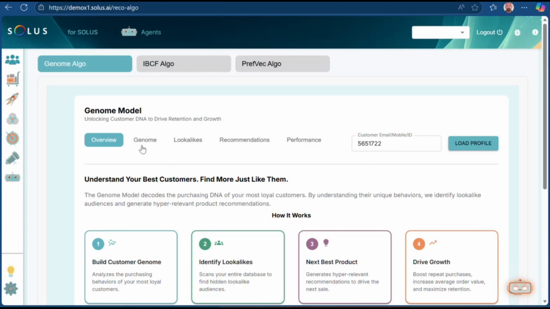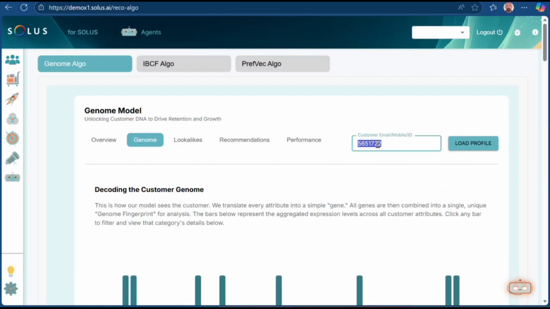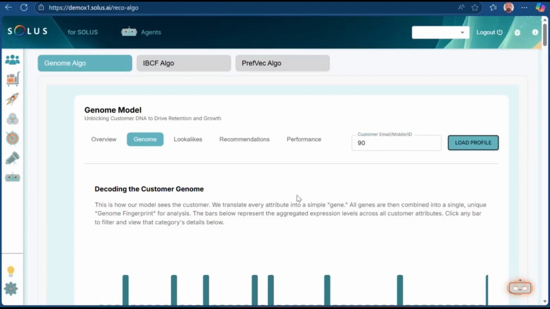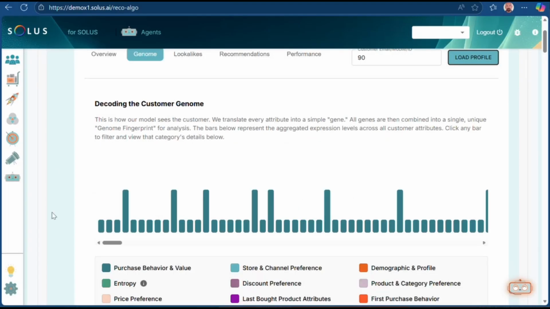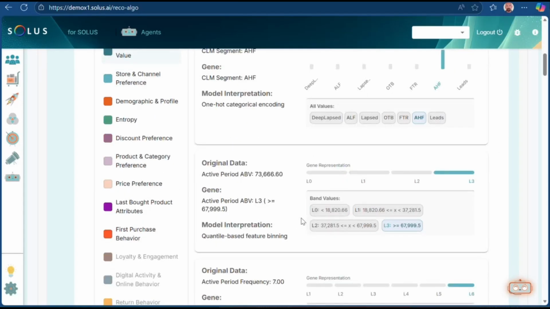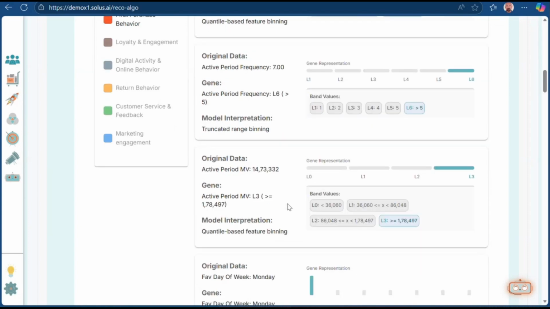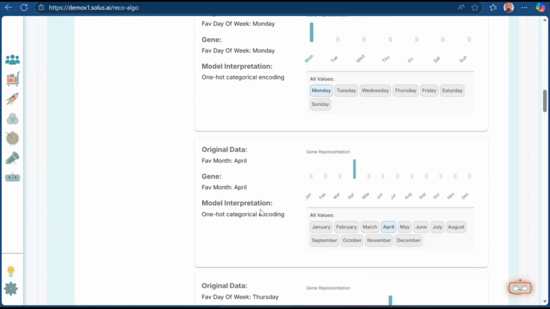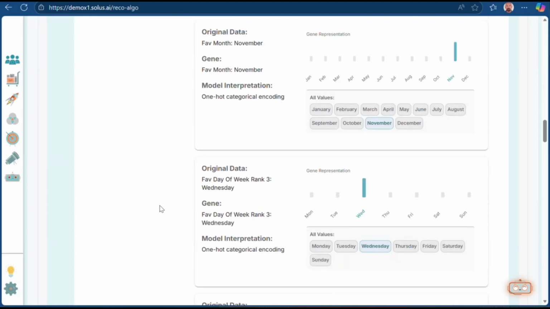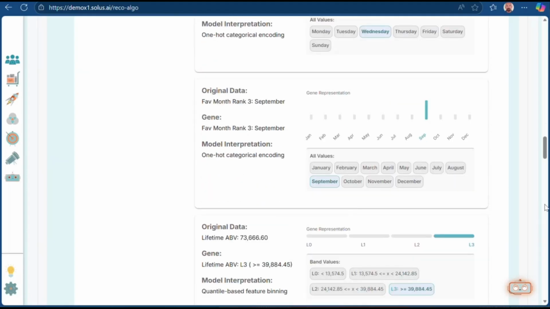You want to build a model that says, hey, customers like you also did this. What's a good way to do that? The first thing you need to know is how do I characterize each customer, which is what we essentially call a customer genome. Your customer genome could have a whole bunch of things that you start putting in. You could have information about their purchase behavior: what's their active period, how frequently do they buy, what's the total monetary value during the active period, favorite day of week, month. A whole bunch of these other pieces of information.